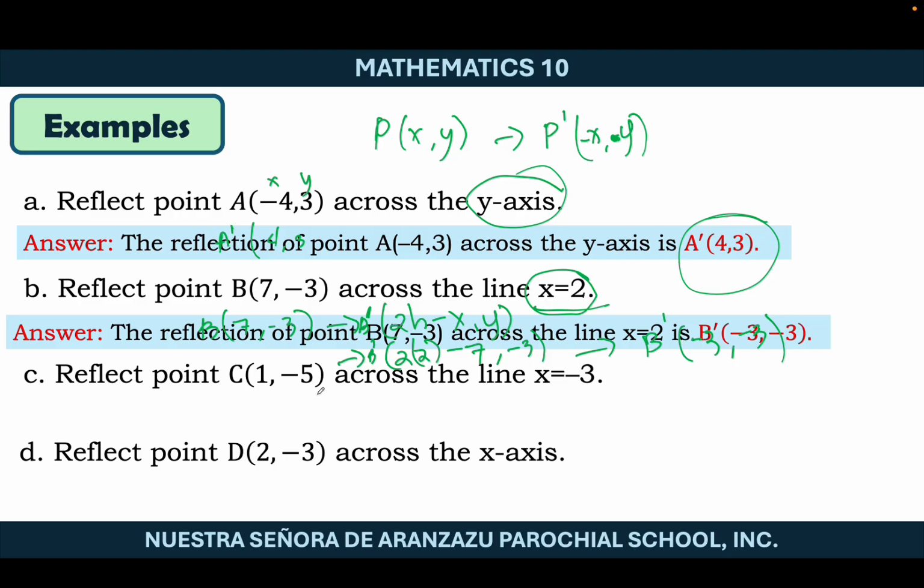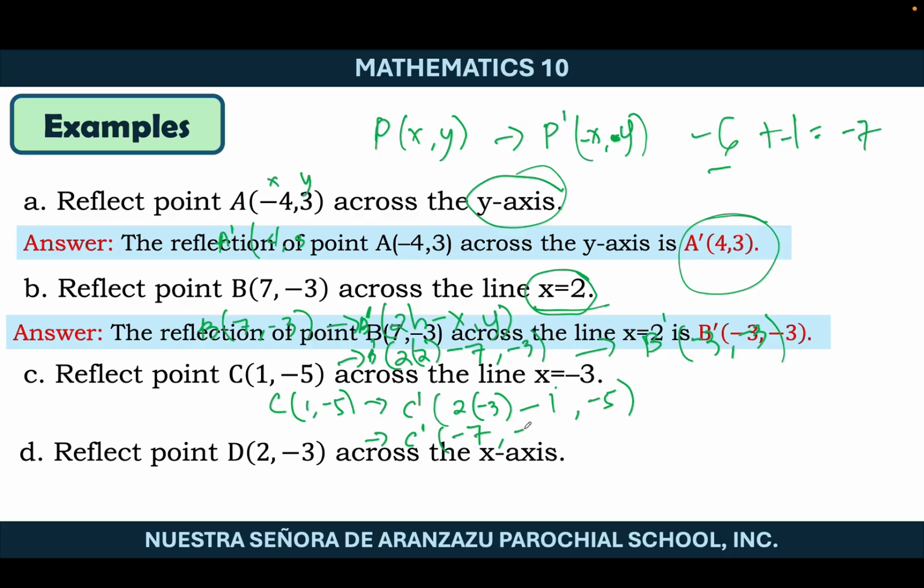Next, reflect point C, 1, negative 5 across the line x is equal to negative 3. So, same again. 1, negative 5. Since there is a given constant on x, the C prime is 2 times the constant, multiply the constant by 2. So, 2 times negative 3. Then, subtract your x, 1, minus 1, negative 5, or just copy y. So, 2 times negative 3 is negative 6 minus 1. So, negative 6 minus 1, that is negative 7. So, negative 7, negative 5 is its reflected point.